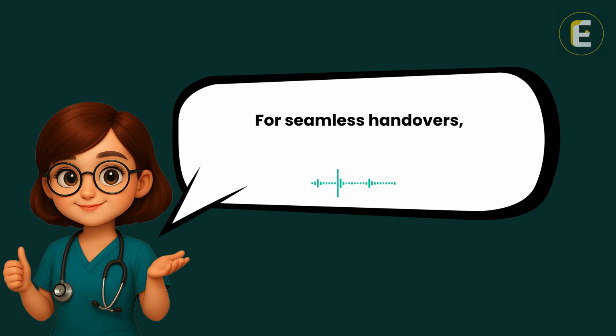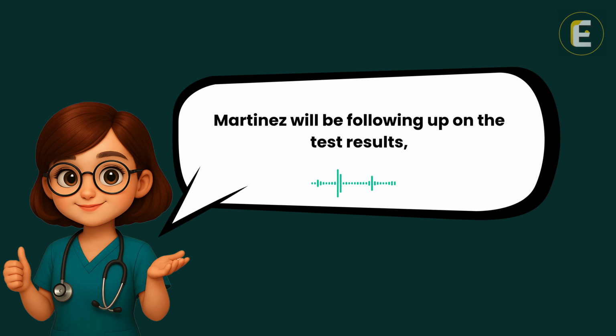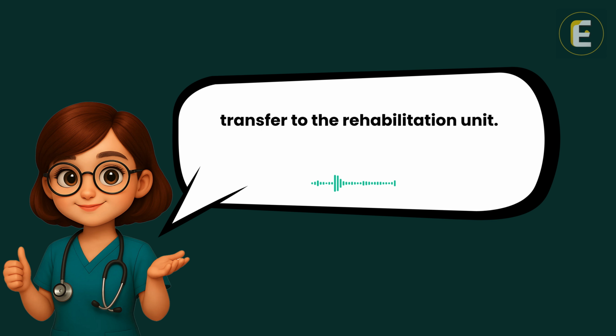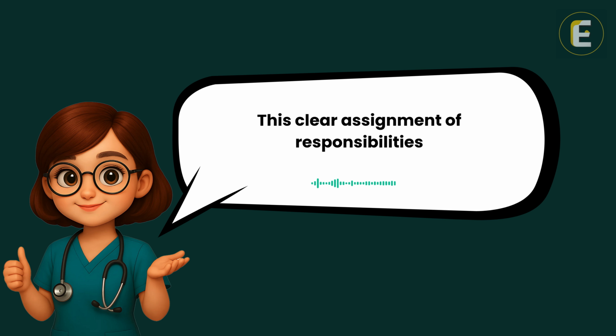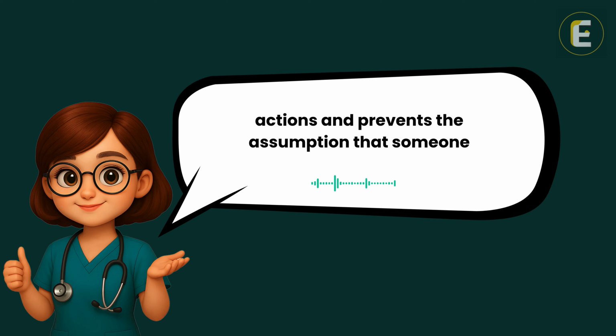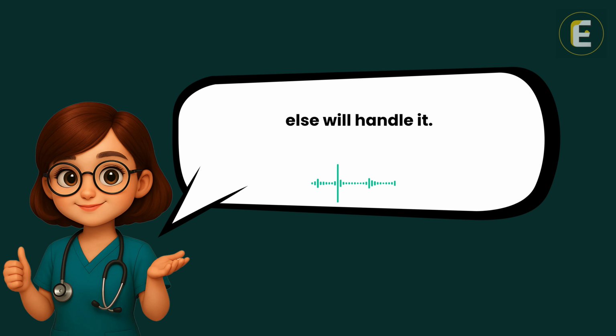For seamless handovers, be explicit when clarifying responsibility, which prevents gaps in care. For example, Dr. Martinez will be following up on the test results, and I've already informed the patient's family about the transfer to the rehabilitation unit. This clear assignment of responsibilities ensures accountability for follow-up actions and prevents the assumption that someone else will handle it.